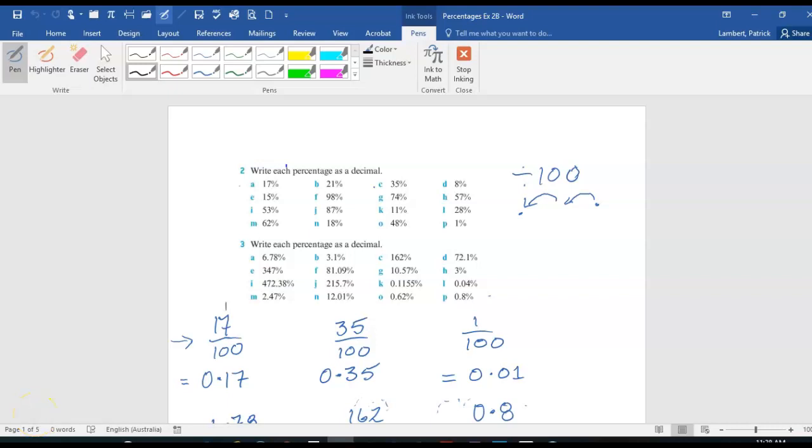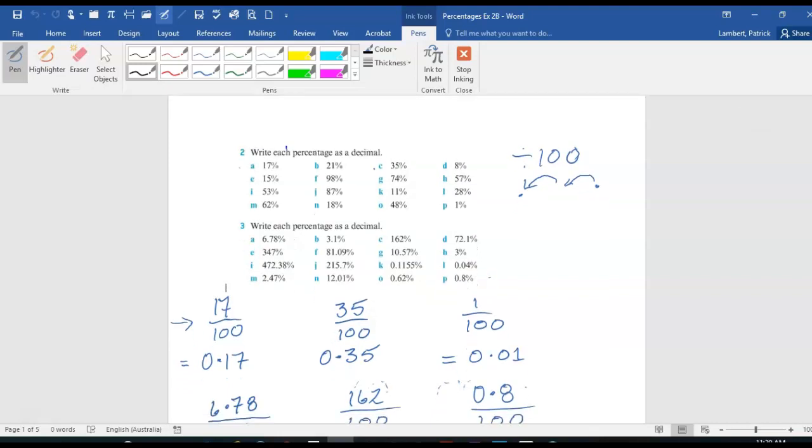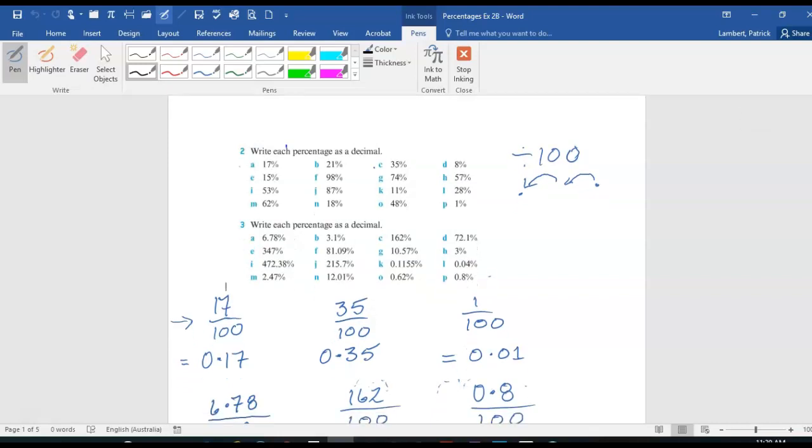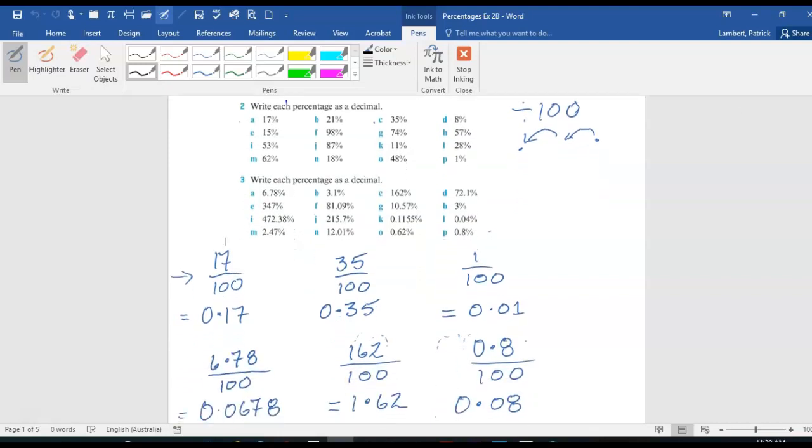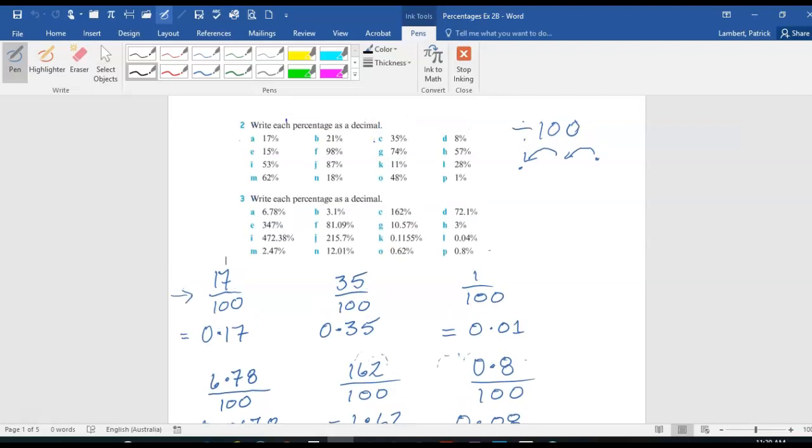Now this is a revised and cut down version of exercise 2B because the first one I did was too long and wouldn't upload properly. So what I've done here is gone over and done the working out, and I'll just go over it. Writing each one question to a percentage as a decimal, actually dividing by 100.